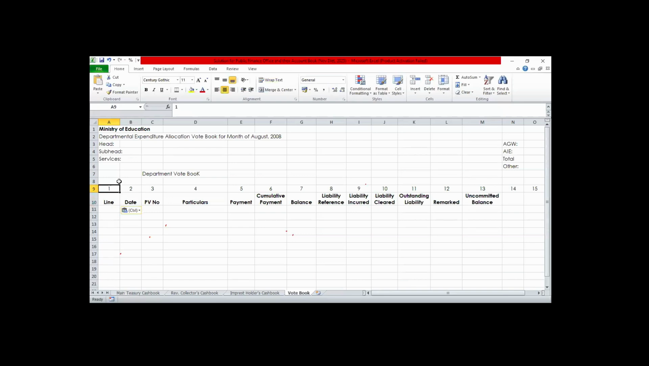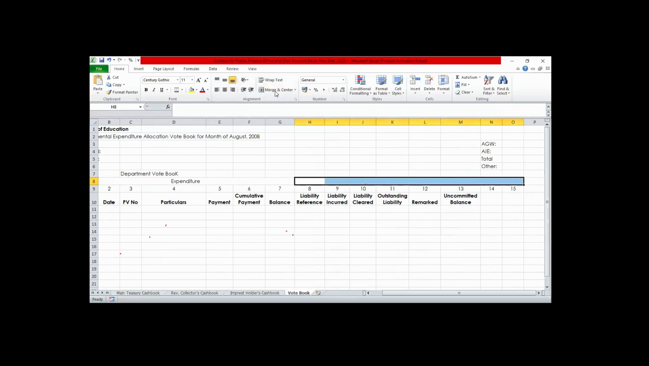Now at this side, from this place to the balance side, that is from 1 to 7, that one is referred to as expenditure side. Is it clear? Expenditure. While from here down to this place, that one is referred to as liability side.